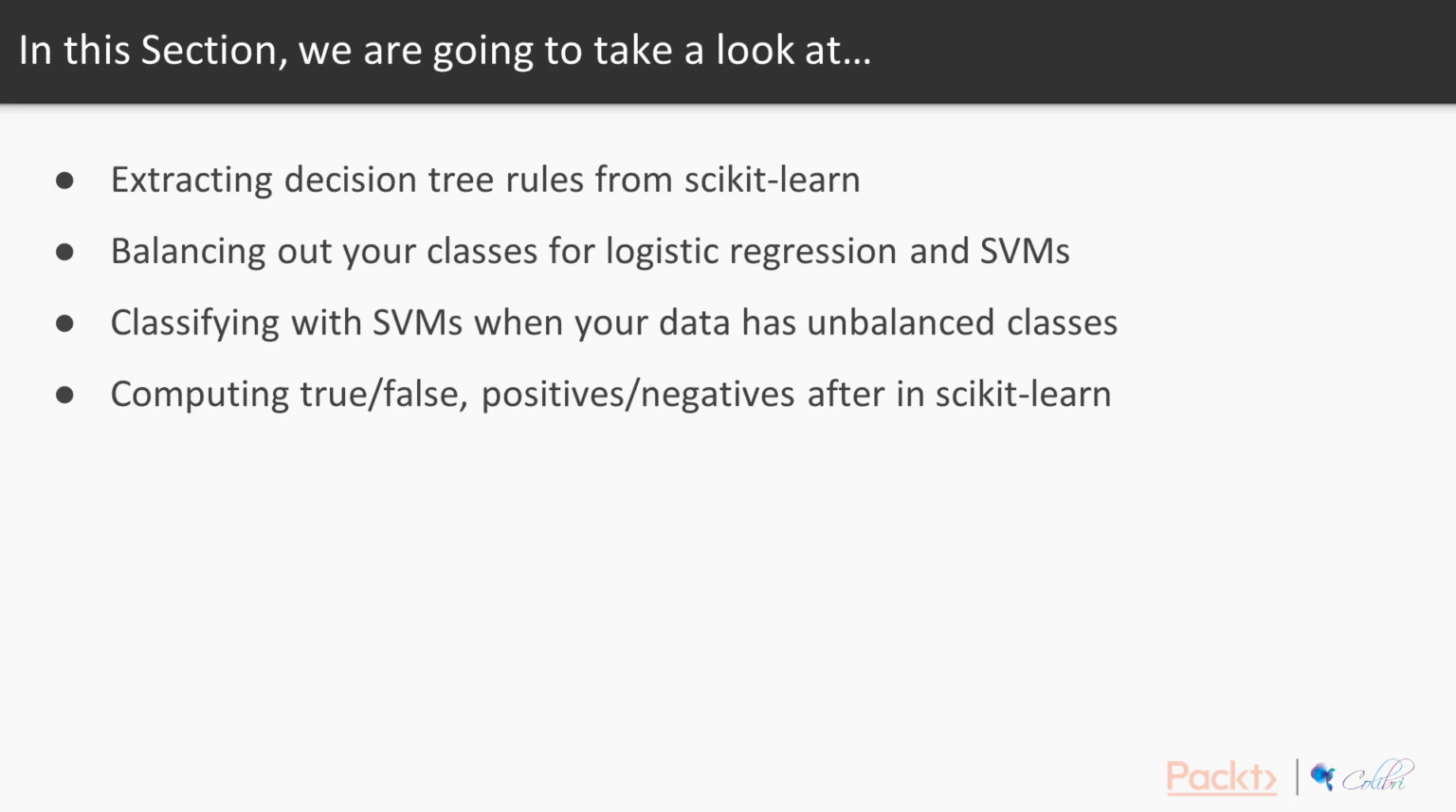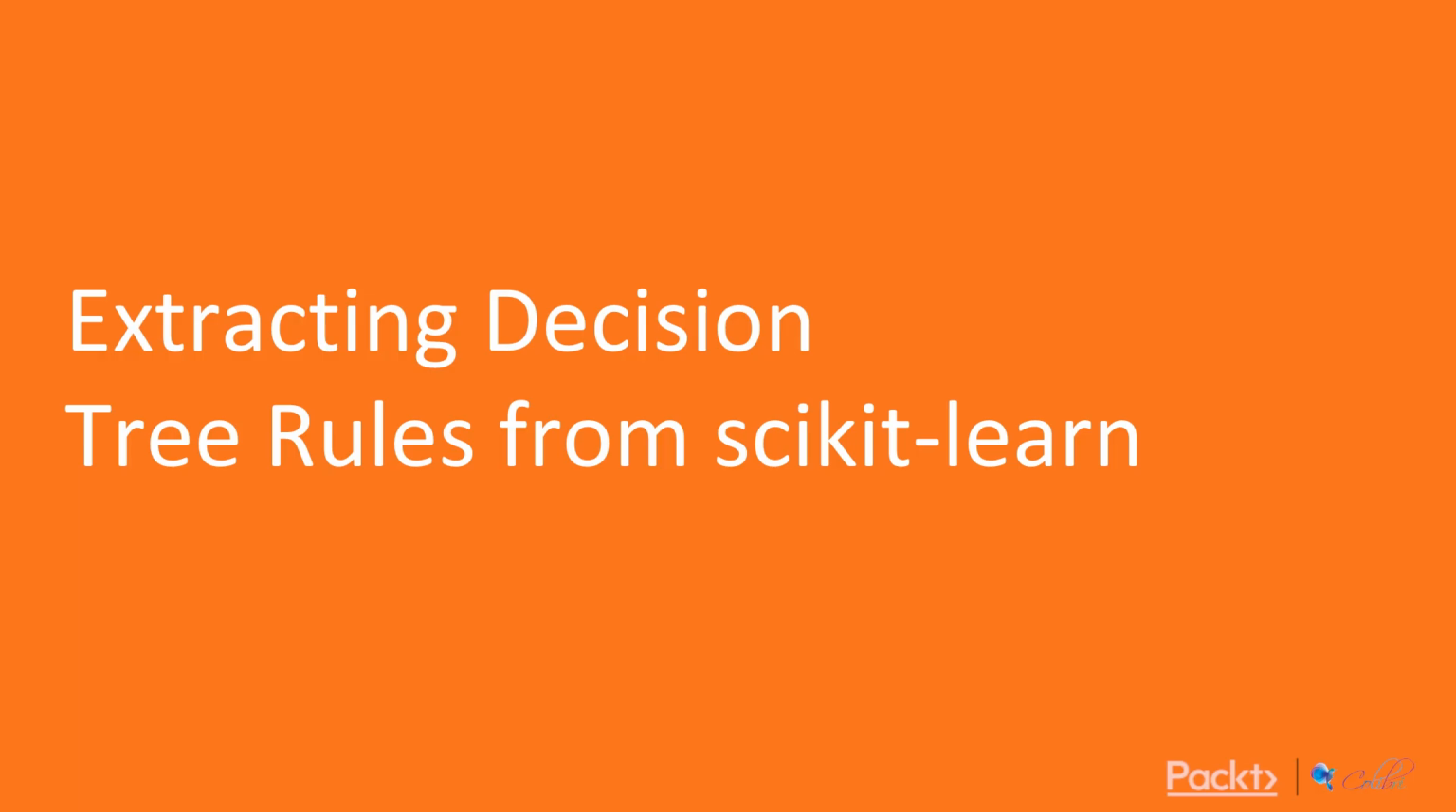Now that's very useful for you to evaluate again if your data has unbalanced classes, where things like precision and recall simply cannot be a good score to your performance and you need a more in-depth assessment of your models. So this is what we're going to talk about today. In this particular video, we're going to talk about extracting decision tree rules from Scikit-learn.